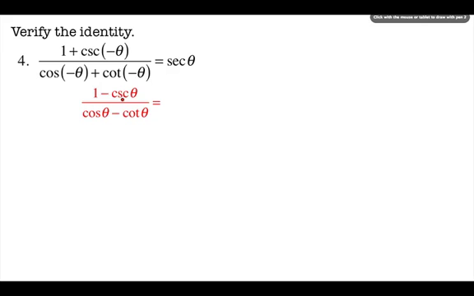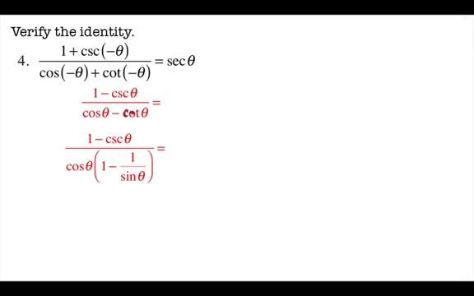And then at this point, I'm basically going to pull out a cosine of theta out of this binomial. I know that this is the same thing as cosine of theta over sine of theta. I pull out the cosine and I'm left with this binomial.